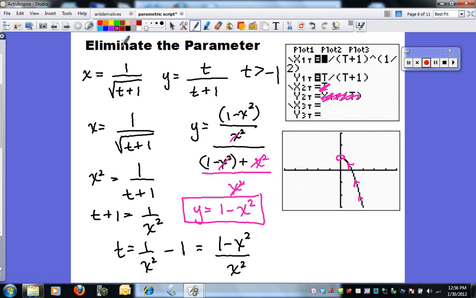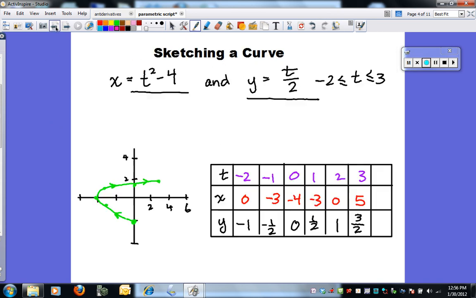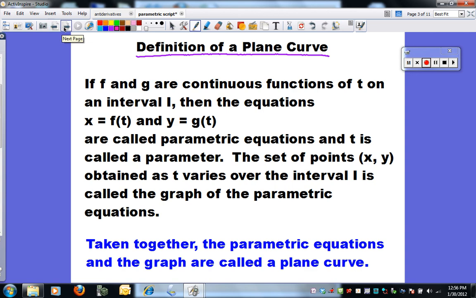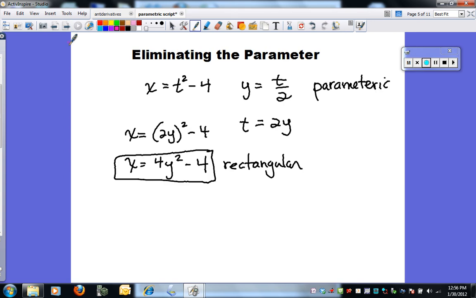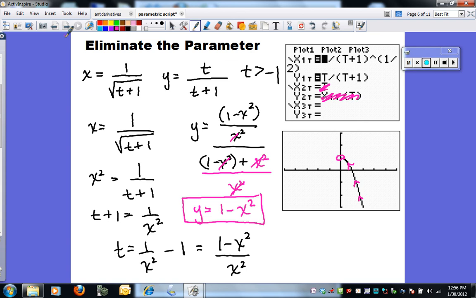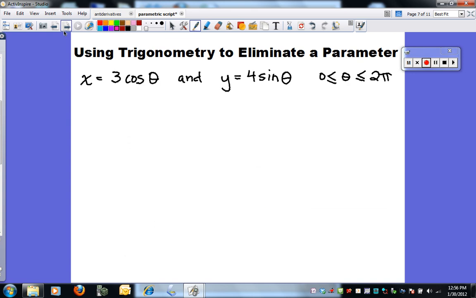So that's just an overview of what a parametric equation is, introducing this third variable t. We went over the definition of a plane curve, sketching that curve using the parameter t, and eliminating the parameter to turn it from parametric to rectangular. Then another example, dealing with the domain of it. And in our next video, video 2, we're going to be using trigonometry to eliminate the parameter, and then move on to a little bit of calculus.